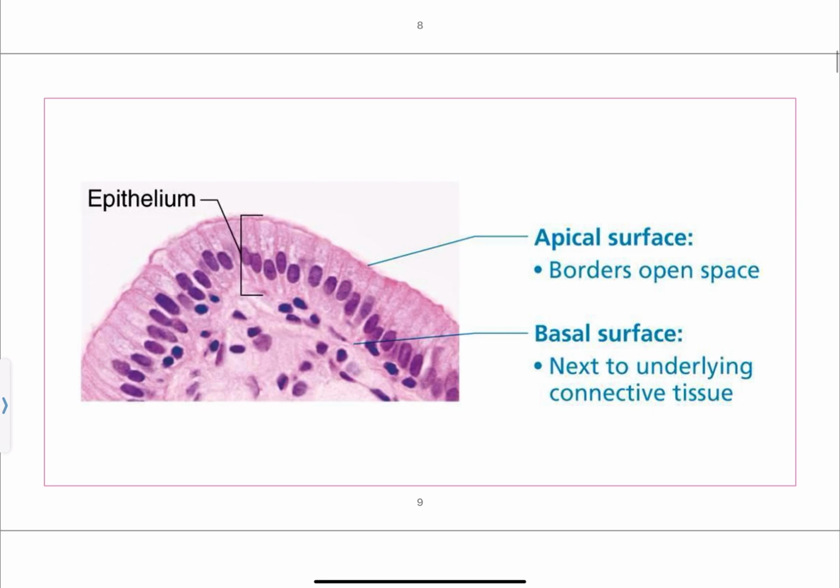So here's a picture. Right here we can see our epithelial layer. It looks like it is simple columnar. The apical surface is going to be the one that's bordering all of this open space out here, and the basal surface is going to be on top of the connective tissue. So always connective tissue underlining it. In this case, it looks like it's areolar connective tissue.